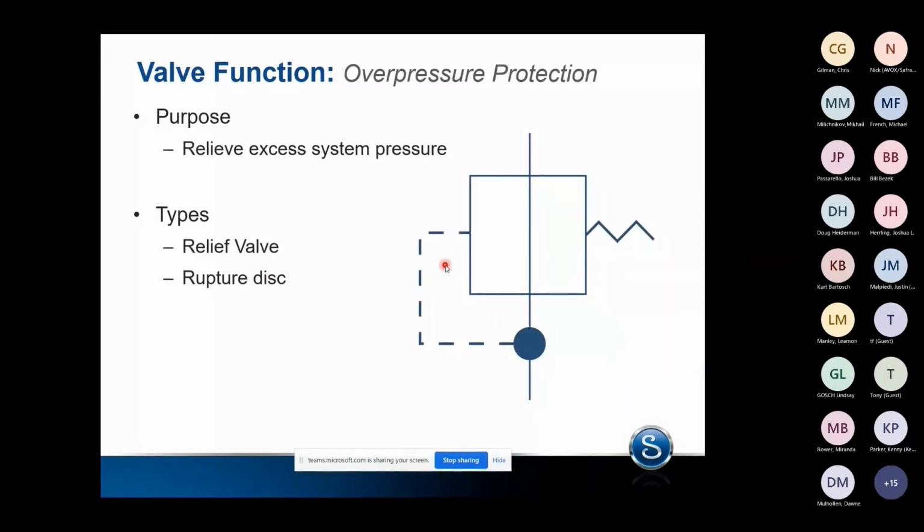We look at overpressure protection. The whole point of this is to relieve any excess pressure in the system, and that's to keep any of the other instruments safe. Traditionally it could be a gauge, could be a transmitter, it could be a transducer, any of those. You don't want to overpressurize them for risk of damaging the components, as well as to keep the rest of the line safe. So again, traditionally this is a relief valve, but there's also an option for a rupture disc, which we'll talk about a little bit later, which technically is classified as a valve, but depending who you talk to, they may also classify that as a fitting.